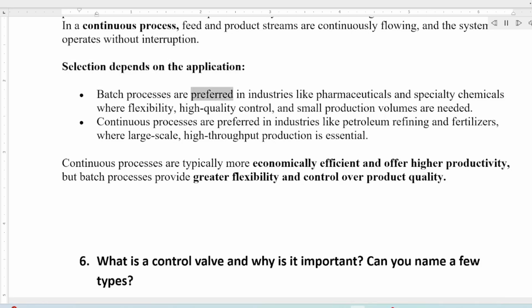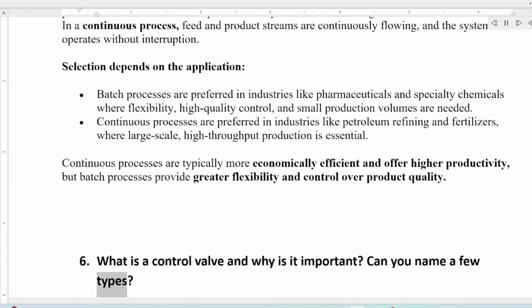Batch processes are preferred in industries like pharmaceuticals and specialty chemicals where flexibility, high-quality control, and small production volumes are needed. Continuous processes are preferred in industries like petroleum refining and fertilizers, where large-scale, high-throughput production is essential. Continuous processes are typically more economically efficient and offer higher productivity, but batch processes provide greater flexibility and control over product quality.